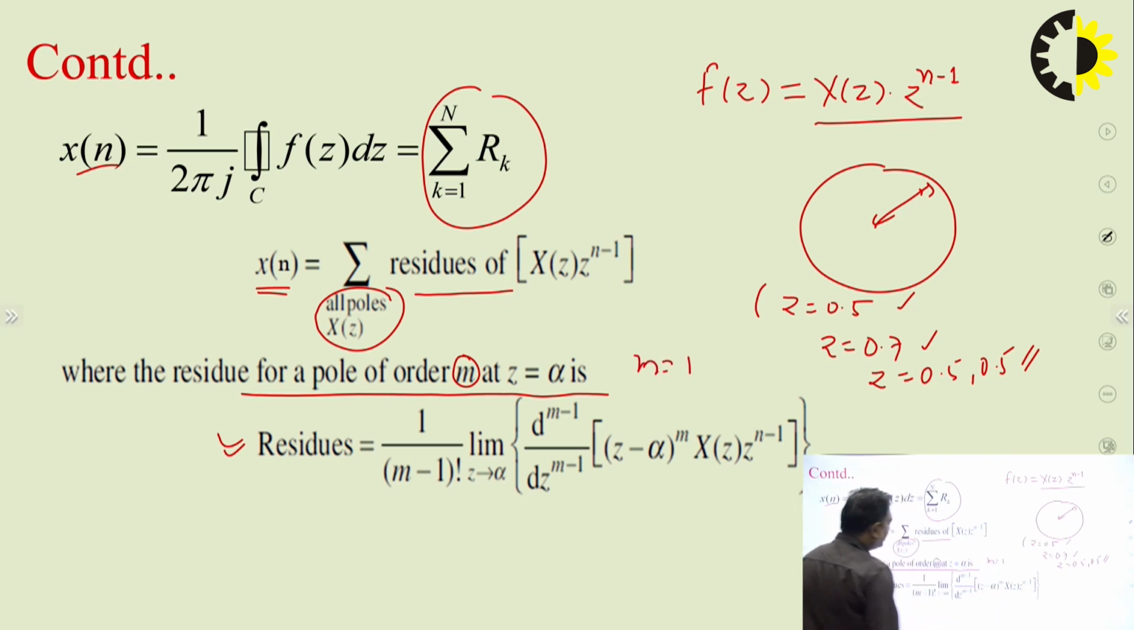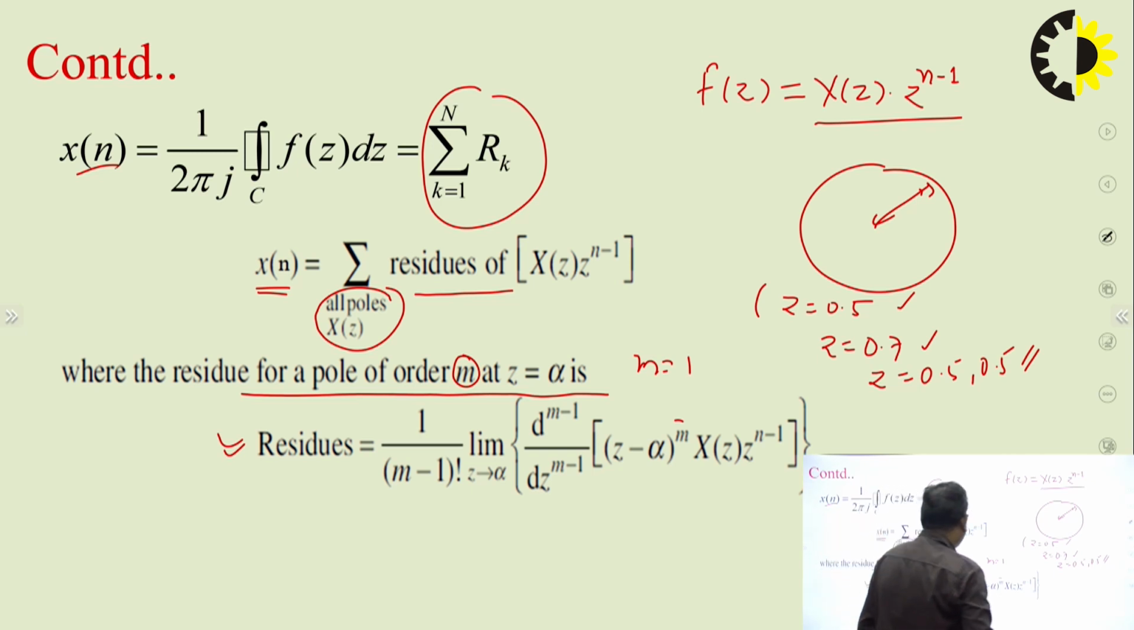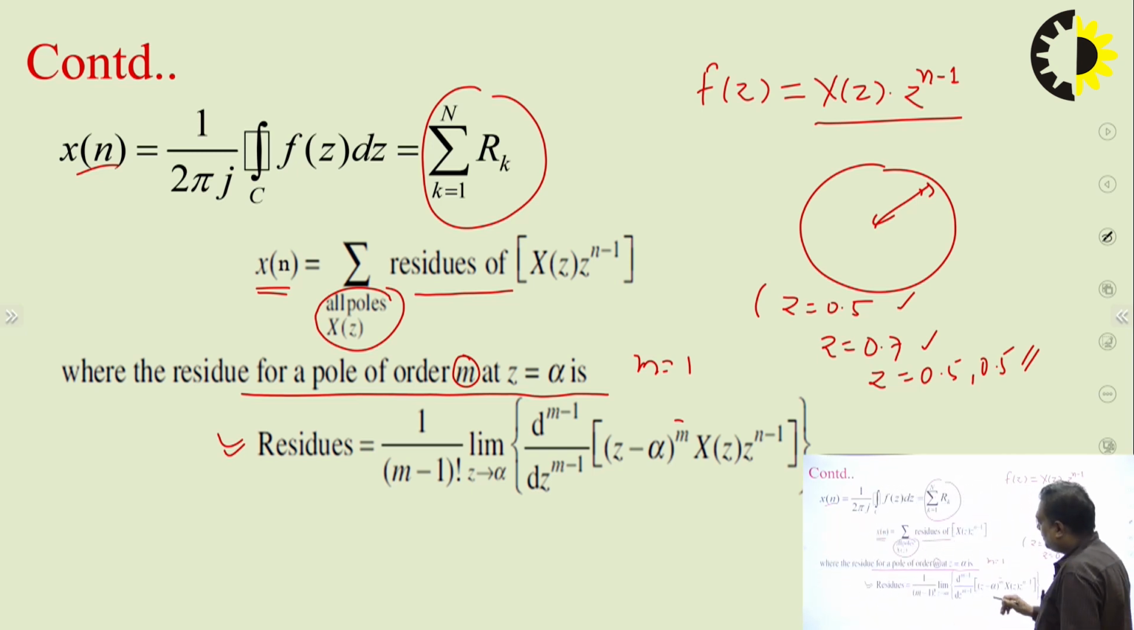According to this formula, this is 1 upon factorial (m minus 1). So this is 1 upon factorial 0, so you will get the value 1. Limit z tends to alpha, where alpha is the pole. Let's say z equals 0.5 is the pole, so you will find the limit z tends to 0.5. Then d^(m-1) upon dz^(m-1). This is again 0, which means we will not take the differentiation. And this is also 1. So for a single pole, the equation for finding the residue is limit z tends to alpha of (z minus alpha) X(z) into z to the power n minus 1.